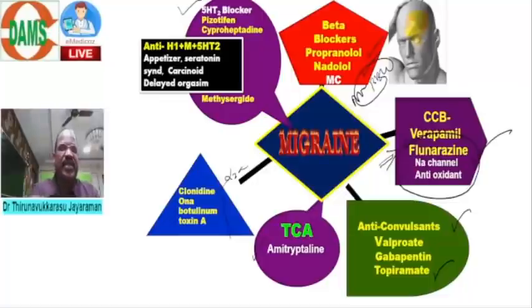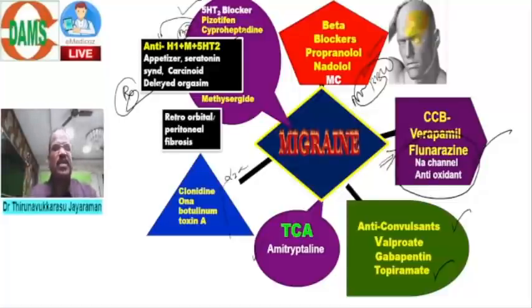Cyproheptadine, a first generation antihistamine, also has anti-muscarinic action and serotonin blocking action. It is useful for prophylaxis of migraine, also useful as an appetite stimulant, useful to control symptoms of serotonin syndrome, carcinoid syndrome, and also useful for treatment of patients with delayed orgasm. Of course, methysergide, a drug useful for prophylaxis, causes the adverse effects of retroperitoneal fibrosis, retro-orbital fibrosis, pleural fibrosis, so it's not in use. So in this question, the right answer is sumatriptan.